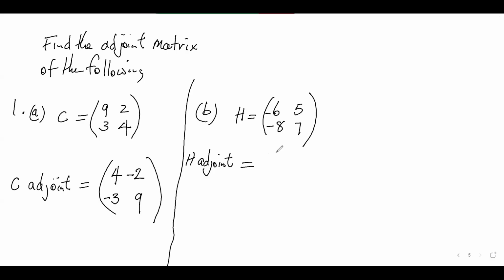So your answer is, remember you're interchanging the leading diagonal, so this becomes 6, and the -6 comes here. You interchange, that's all. But this 5, if I multiply it by -1, it becomes -5. And this -8, if I multiply it by -1, becomes 8. And this is your answer, folks. It is 7, 8, -5, and -6.